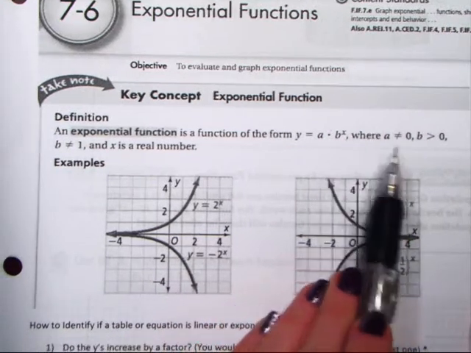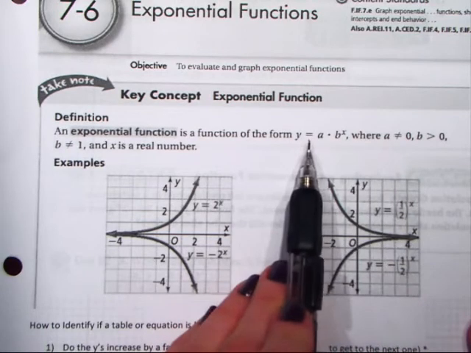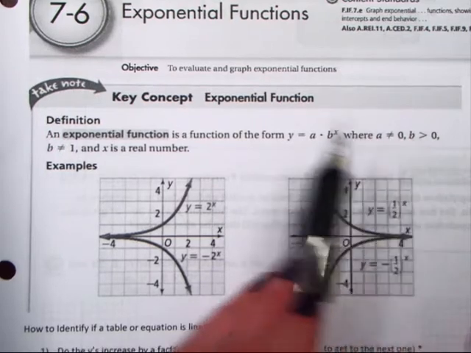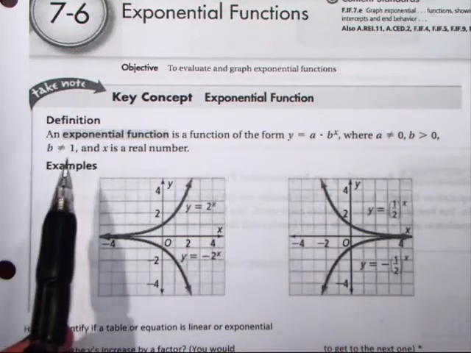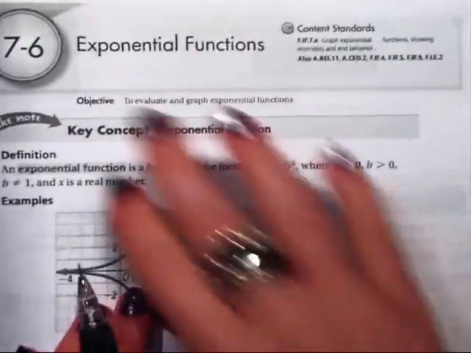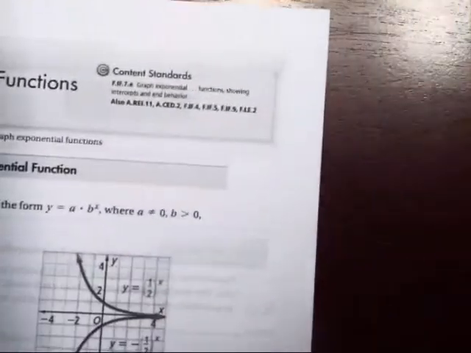Notice the exponent. A can't be 0 because that entire equation would be 0. And b's got to be bigger than 1, okay? B shouldn't be positive 1 though. X has to be a real number. So let me first of all define what this means up here, okay?